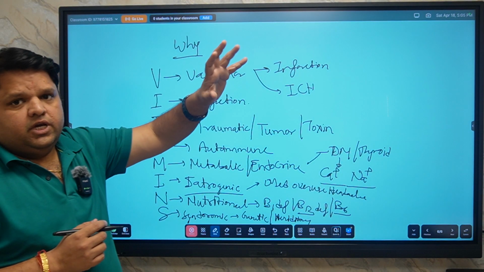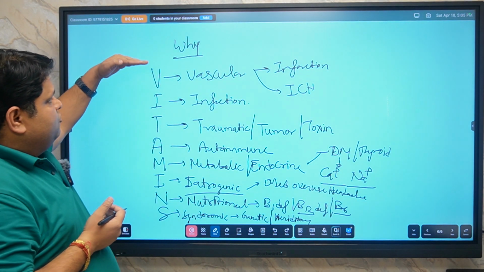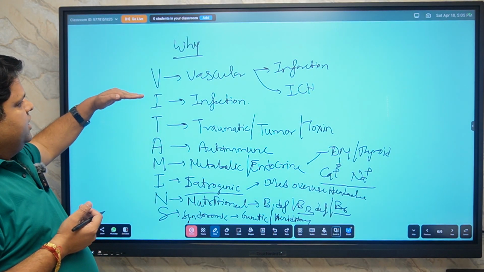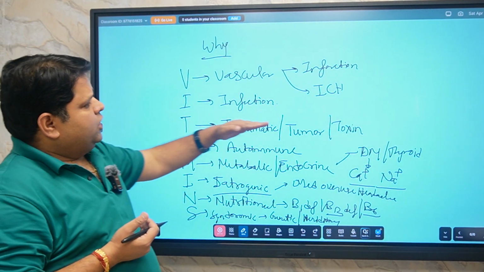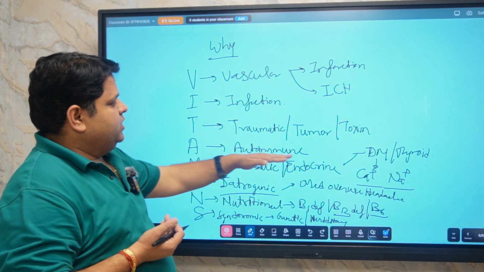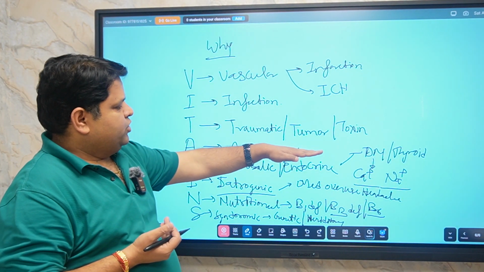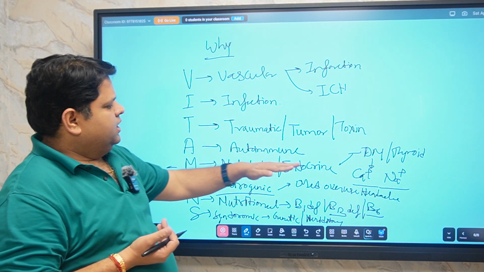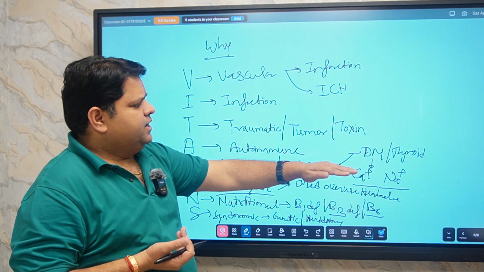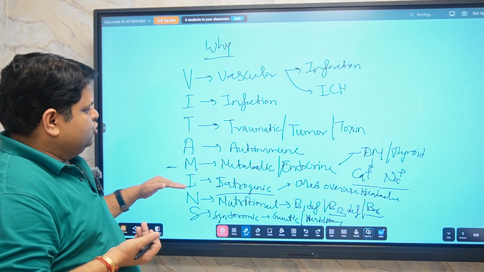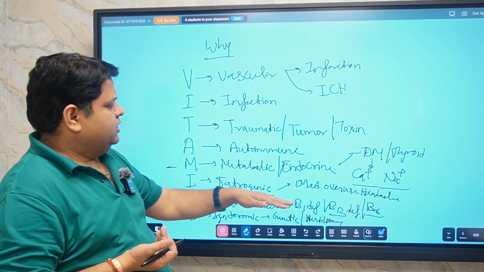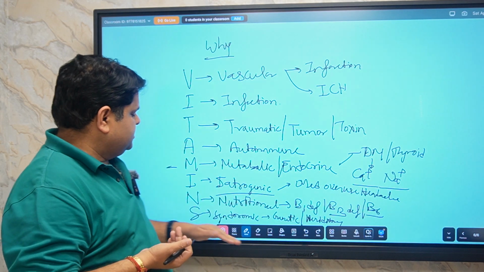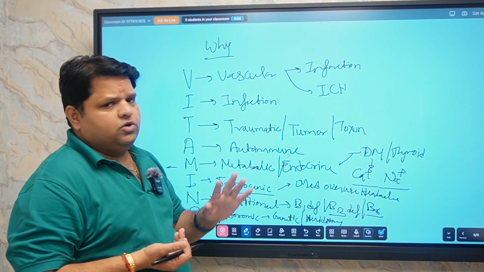So for etiology, why does this lesion occur? Vascular, which may cause infarction and ICH, hemorrhage. Infective. T for trauma, tumor and toxin. Autoimmune, like GBS, autoimmune encephalitis, multiple sclerosis. Metabolic and endocrine, like diabetes, thyroid, calcium, sodium. Iatrogenic, medicine overuse headache, medicine induced neuropathy. Nutritional, vitamin B1, B12, B6 deficiency. And syndromic, in which genetic and hereditary causes.